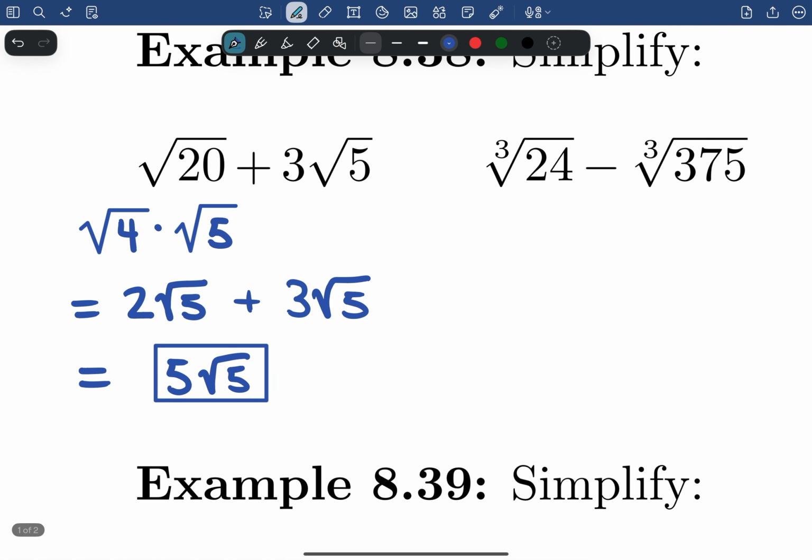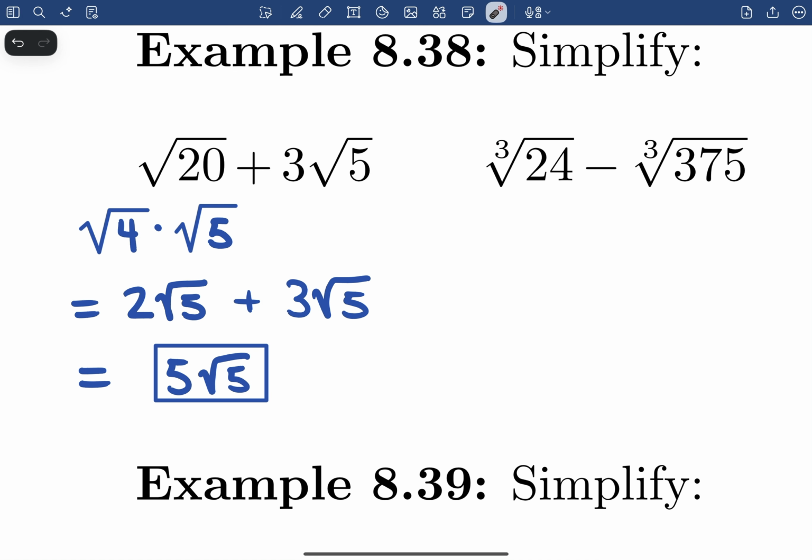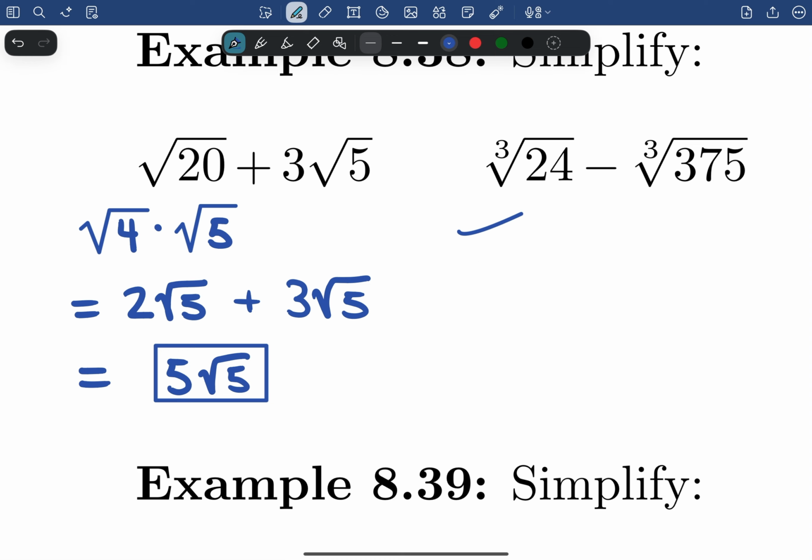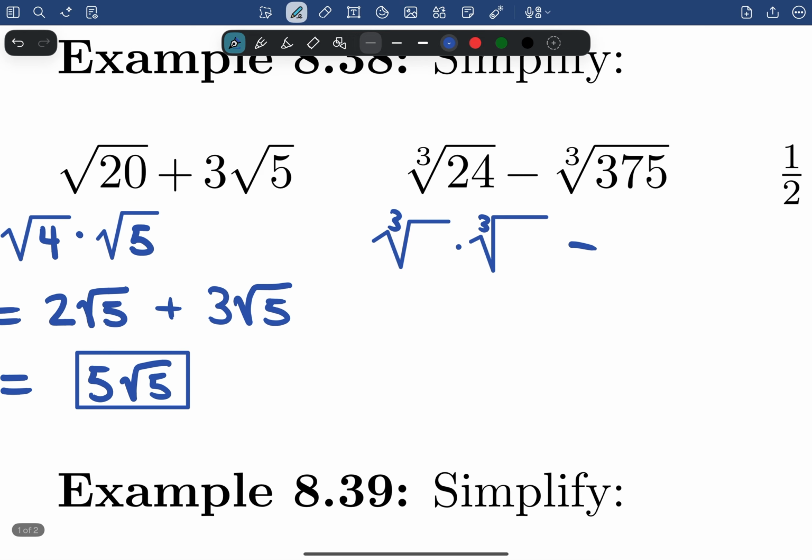All right, let's look at this next one. The cube root of 24 minus the cube root of 375. I currently have the same index, but I don't have the same radicand. And so what I'll do is break each one of these into pieces. So I'm going to use the product rule for the first cube root. Okay, so I'll figure out what that stuff will be. And then I'm going to use the product rule again for the second cube root.